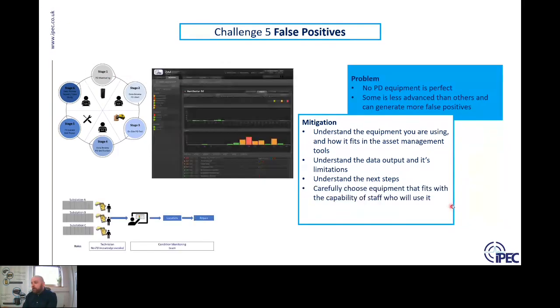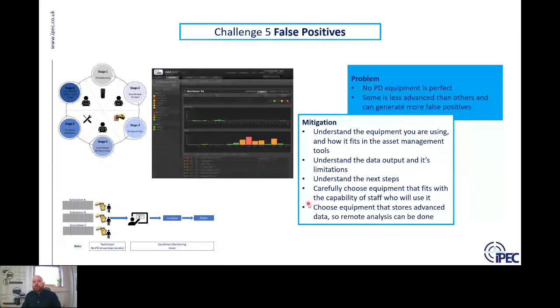So carefully choose equipment. If you're starting with a blank slate, carefully choose the equipment that fits with the capability of staff who will use it. So as well as considering the stages, there's no point in stage one buying the most advanced equipment on the market, the advanced handheld tools, if you don't have enough resource of technically competent engineers who have studied PD and who can allocate that certain amount of time to PD testing and PD measurement, because that might not be effective.